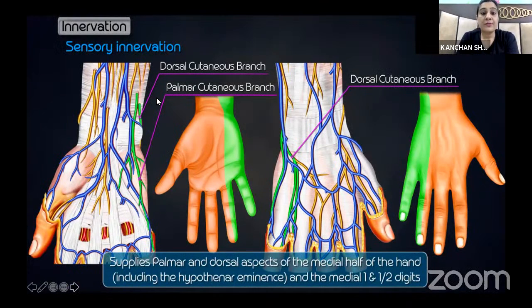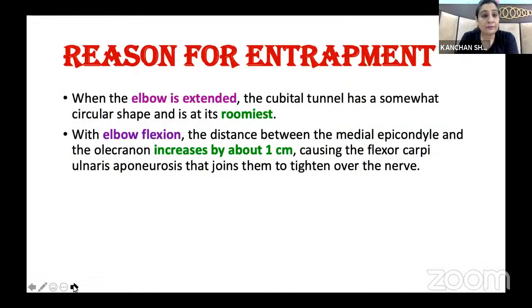Okay, so you know that the ulnar nerve has a palmar cutaneous branch and a dorsal cutaneous branch. These are the sensory branches. So it supplies the palmar 1.5 fingers, and of course the dorsal 1.5 fingers. Fine. Now, why exactly should the patient with cubital tunnel syndrome get pain?